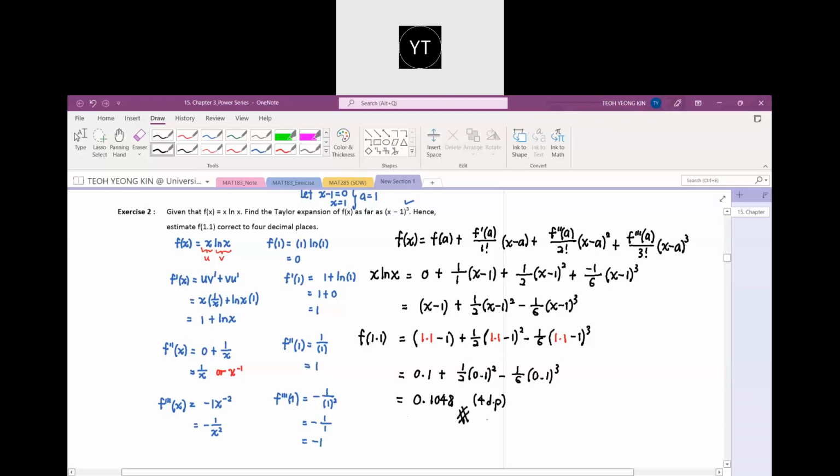So here is our answer, 0.1048. I check again: 0.1 plus 1 over 2 times 0.1 squared minus 1 over 6 times 0.1 cube. So 0.1048. Yes, this is the answer. Sorry, 1.1 times ln 1.1. Yeah. So here is the answer for question number 2.